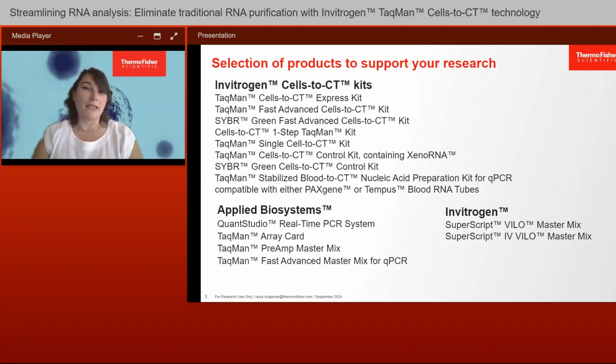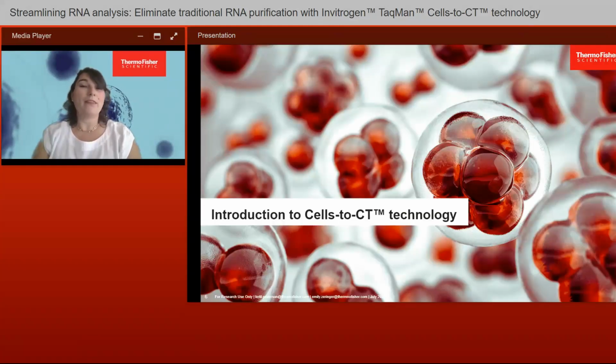These are some of the applications and kits and reagents that I'll be discussing today. Don't need to take note of these now, but just wanted to quickly highlight which ones we will be discussing. And so with that, we will go into what the cells-to-Ct technology is and how it can advance your RNA research.